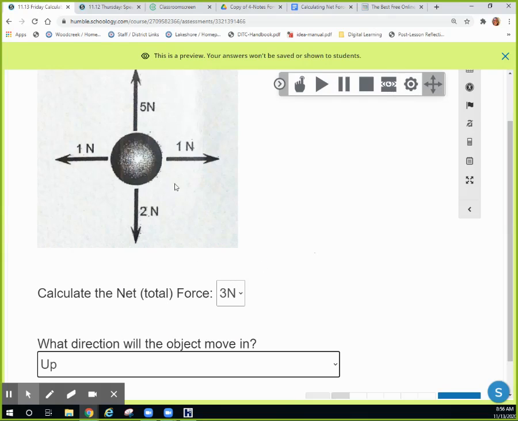I got 3 because I subtracted 5 and 2. When your forces are in opposite directions, you subtract. So because this force going to the left and this force going to the right are equal and opposite, they cancel each other out. 1 minus 1 is 0. And then these, the upward force and the downward force, are also opposite, so I subtract. 5 minus 2 is 3. Okay, and we know the object will move up because that's the direction the greater force is being applied.